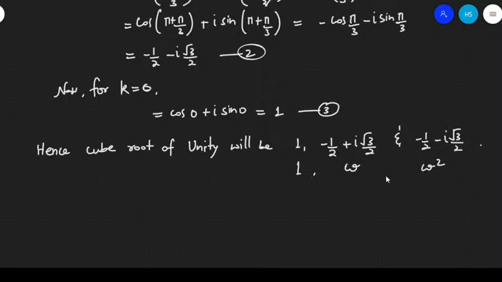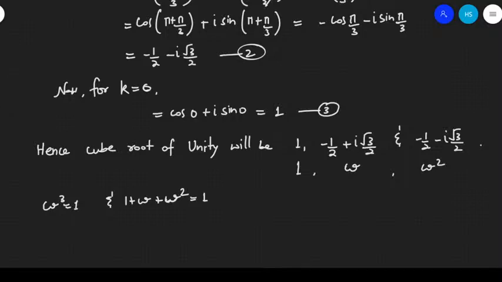So from here we can say that omega cube is equal to 1 and 1 plus omega plus omega square is equal to 0.